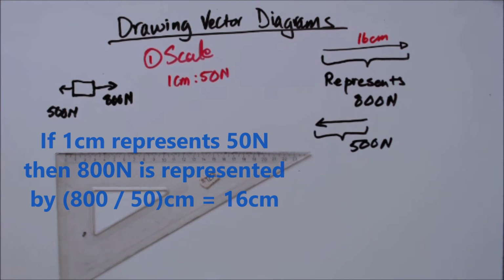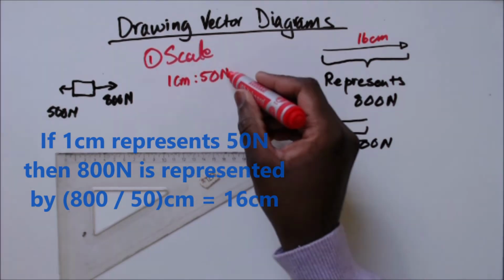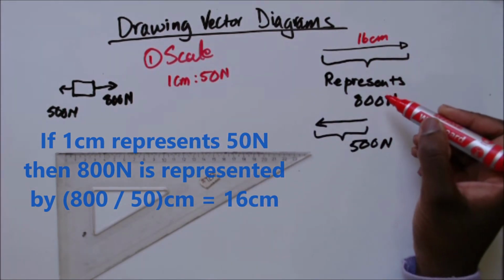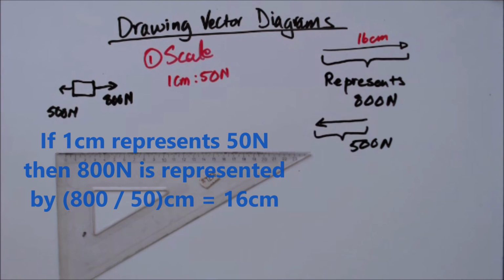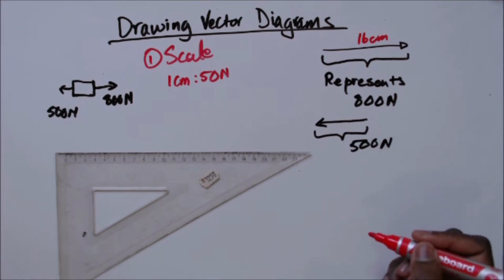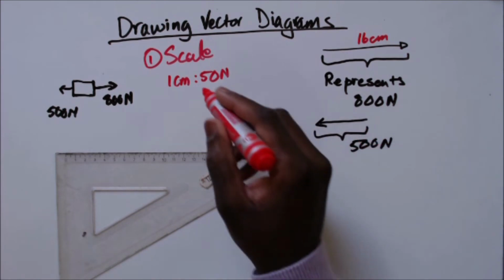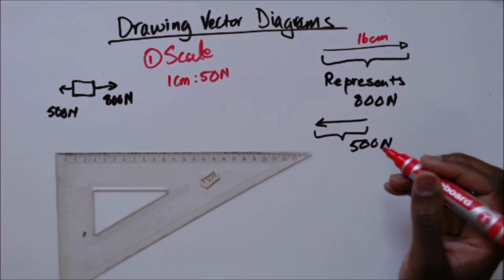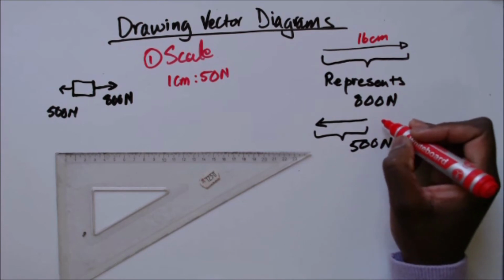Now I want you to stop and think about that for a moment. Make sure that you're happy with it. That if 1 centimeter is 50 newtons, 800 newtons is 16 centimeters. When we look at the 500 Newton force, the 500 Newton force converted on our scale would be 10 centimeters.